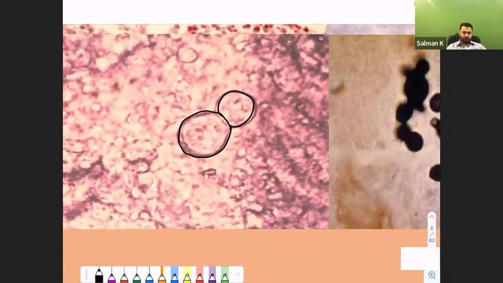Now try and understand this. When I say broad-based bud, if this looks like the letter B to you, I know it's more like the number 8, but imagine it like the letter B.